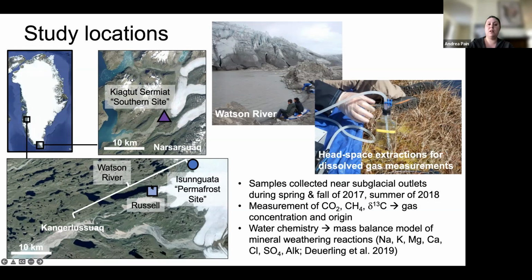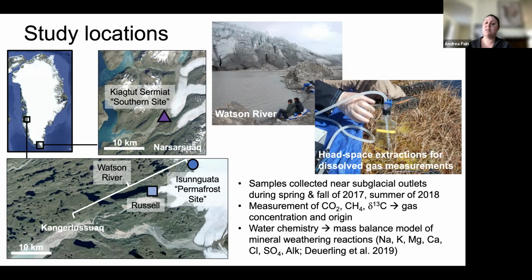And then I'll show also data from a location a little bit downstream called the Russell Glacier, which is actually the picture on my title slide. I'll compare this to a 3rd site in the south of Greenland called Kjaktut-Sermiat. For the sake of not really pronouncing that well, I'll just refer to this as the southern site.